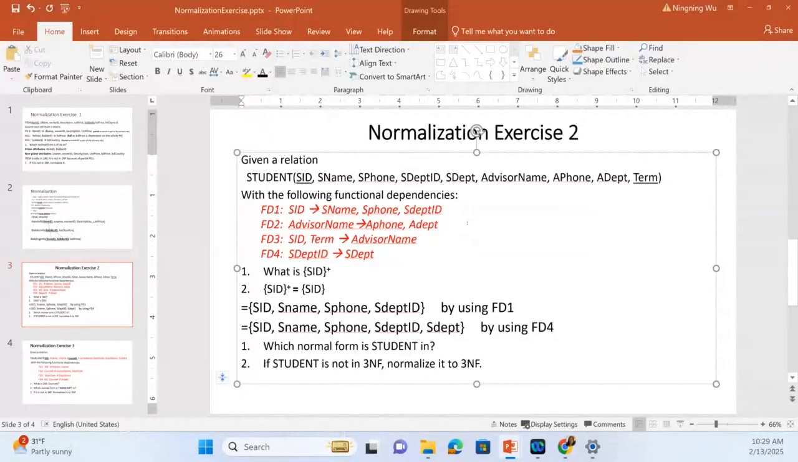There are only 3 types: full, partial, and transitive. So we need to label each one of them. Once we label them, we're going to determine whether this student relation schema is in second normal form or third normal form. Okay, so that's what you need to do. Any questions?